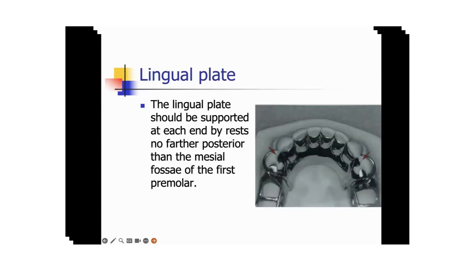of the first premolar. You can see the red arrow pointing towards the mesial fossa of the first premolar. So that is a major criterion for a lingual plate.